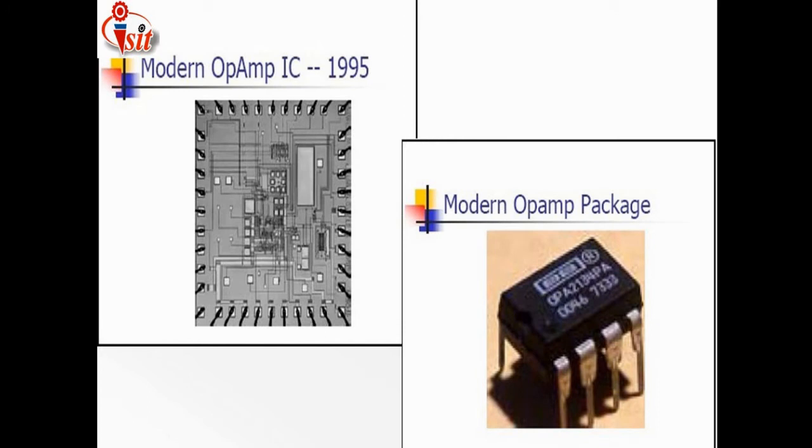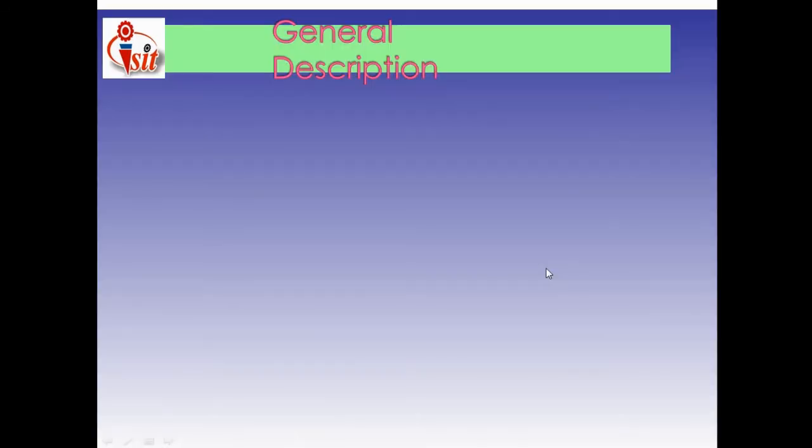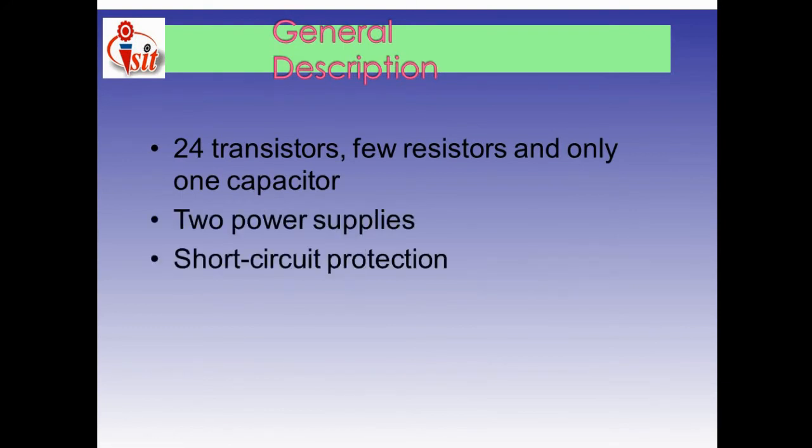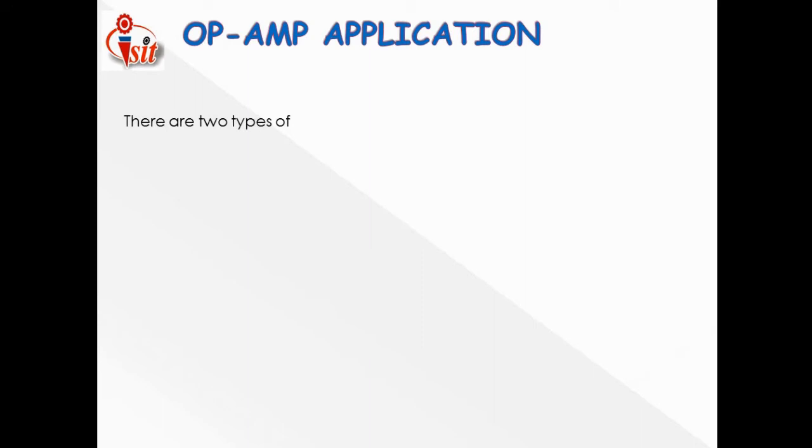Then next is a modern op-amp IC. That IC is a small package related to that modern integrated circuit. This is a modern op-amp package. Then a general description about that. 24 transistors are integrated together, a few resistors are connected, and only one capacitor is connected for the formation of the op-amp IC. Two power supplies are given to that particular IC. Then short circuit protection is also connected with this op-amp application.